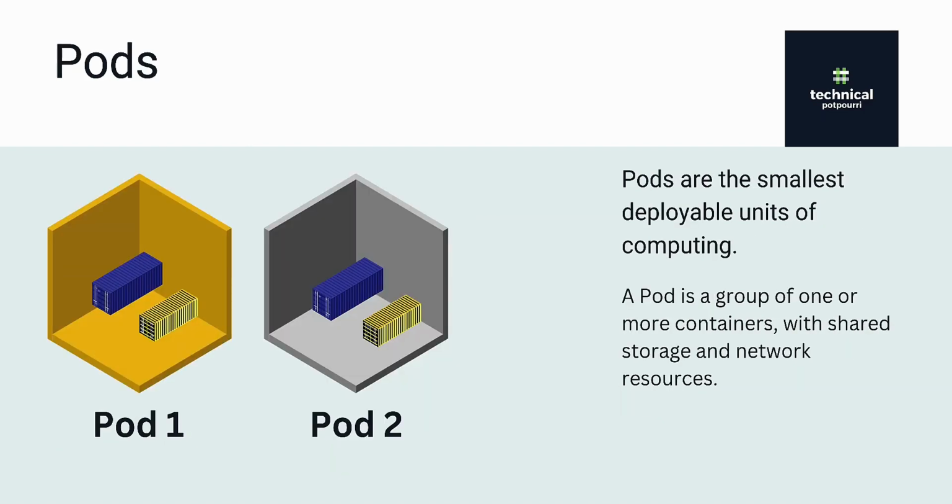So let's talk about pods now. Pods are the smallest deployable units of computing. A pod is a group of one or more containers with shared storage and network resources. As you can see on the screen, we have pod 1 and pod 2, and each contains one or more containers. In pod 1 we have 2, in pod 2 we have a separate 2. The pod 1 containers and pod 2 containers have their own shared storage and network resources.